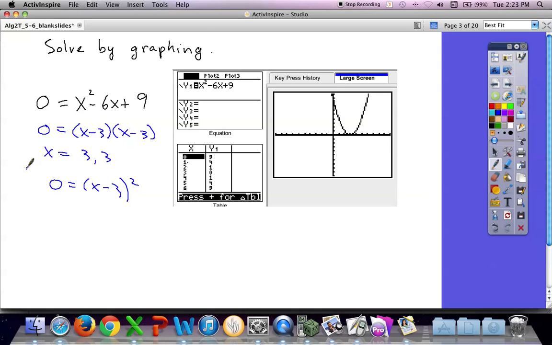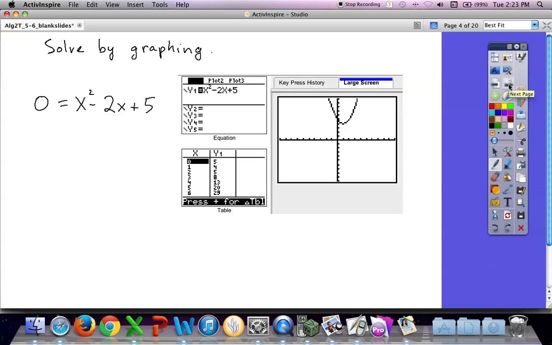Okay. Now, the question is, what happens when we get something like this? We want to solve this quadratic equation by graphing this function. And we graph it, and we look for x-intercepts. And what do we notice? It doesn't cross the x-axis.